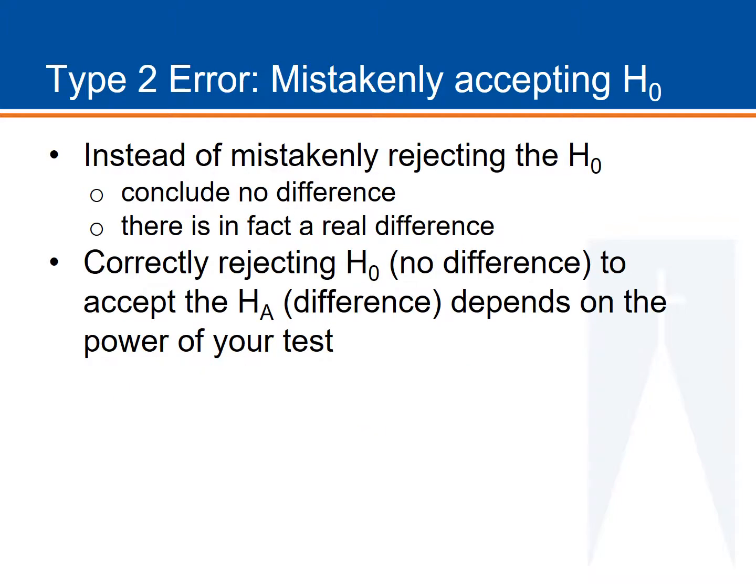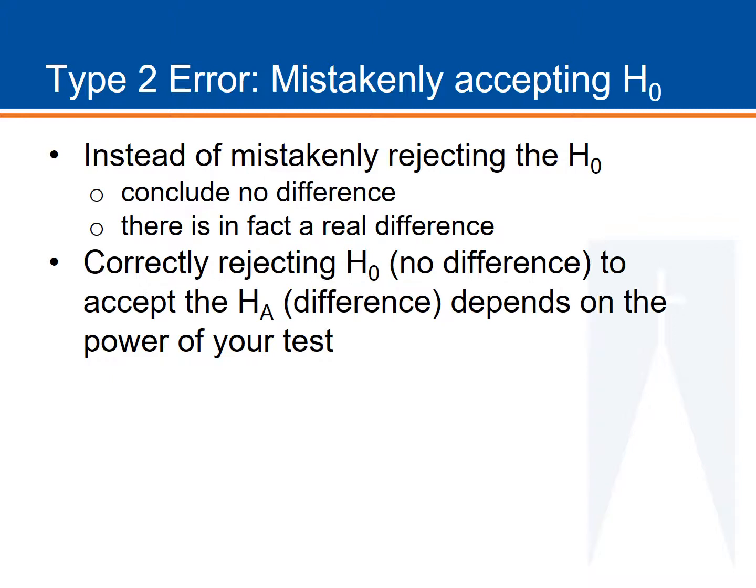There's a second type of error, and that is the error of mistakenly accepting the null hypothesis. Now this is different from mistakenly rejecting the null hypothesis. That was our type 1 error. With the type 2 error, we actually conclude no difference when in fact there is a real difference. So instead of mistakenly rejecting the null hypothesis, we are mistakenly accepting the null hypothesis. And that means we're saying there's no statistically significant difference, but there really is a difference.